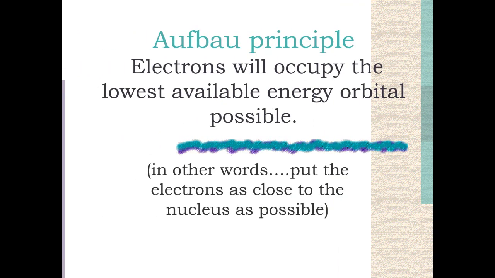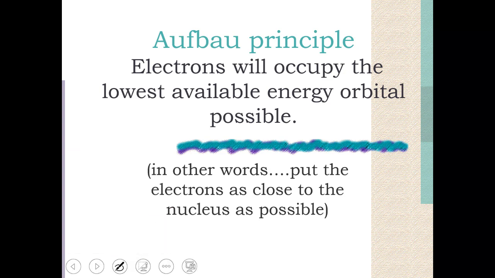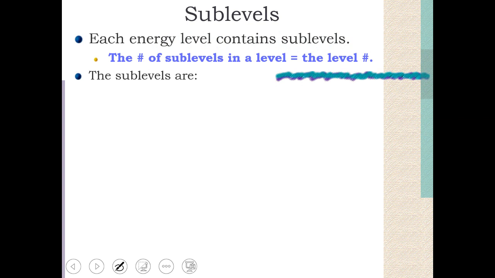Now, when we write an electron configuration, we have to follow what's called the Aufbau principle. The Aufbau principle says basically the electrons are going to occupy the lowest available energy orbital possible, which means put the electrons as close to the nucleus as you can. Like we fill in level 1 before we move on and fill in level 2. And I think you knew that from previous science courses. You maybe just didn't know that it had a name.